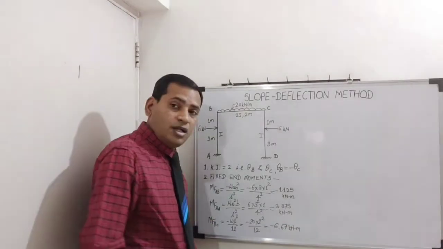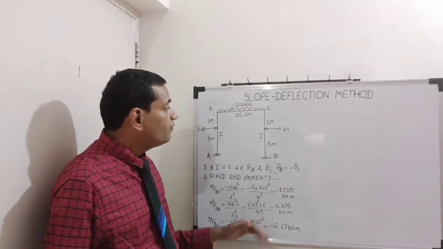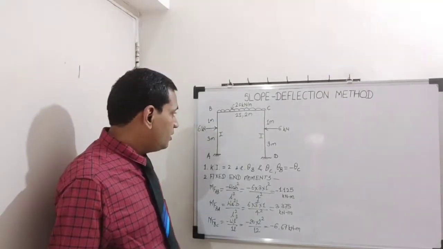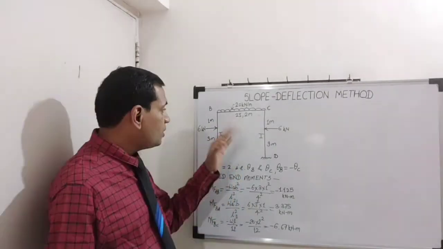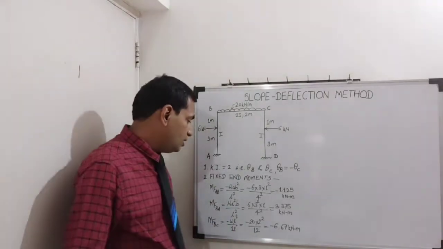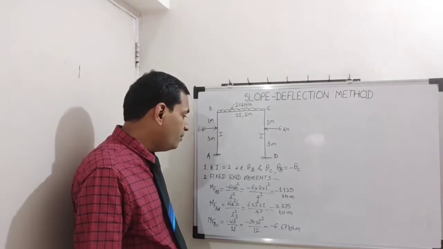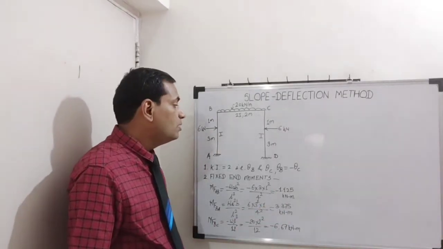Now we are not going to calculate the remaining fixed end moments. Why? Because this is a symmetric portal frame. So out of finding all 6 fixed end moments, we will find only 3 values because of symmetry, because the other 3 will be equal and opposite to these 3 values.